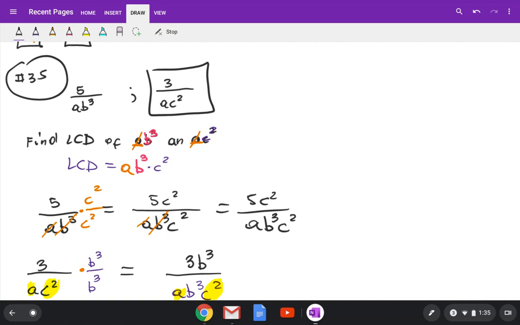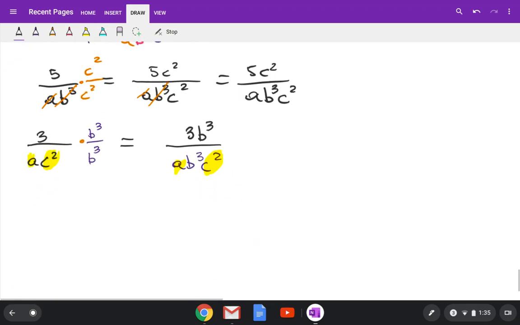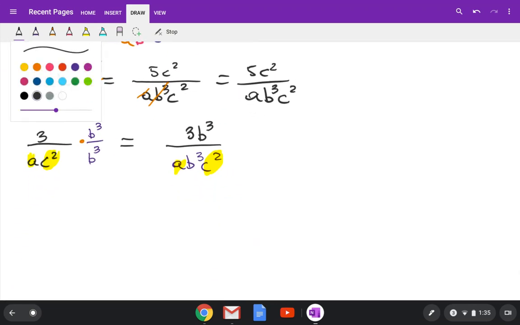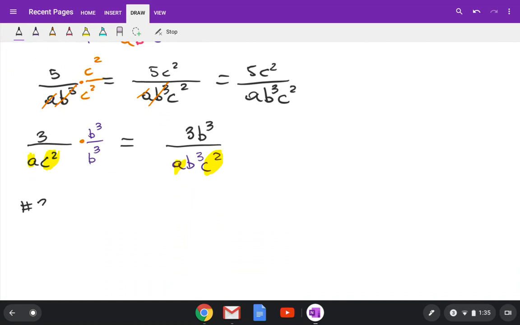Next one, 37. 37 is the same type of problem. Hopefully when you review, you have your ebook in front of you. For 37, write each fraction as an equivalent fraction with the LCD as a denominator. They give you two fractions, 6 over q and 1 over q plus 8.